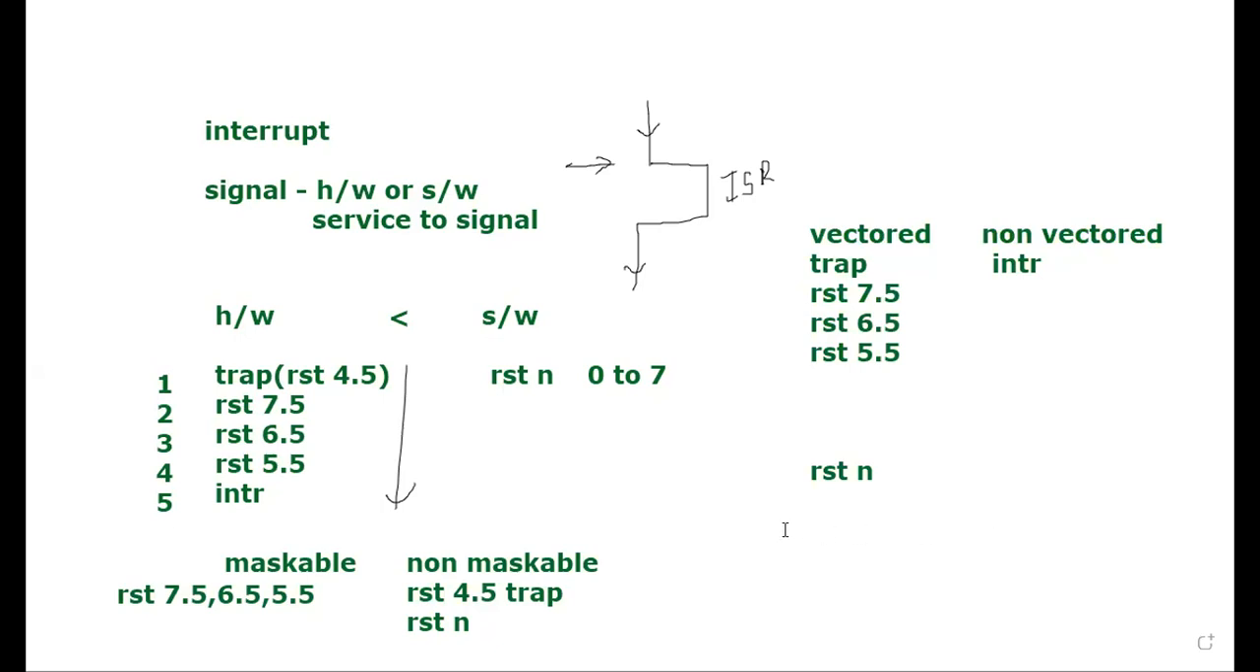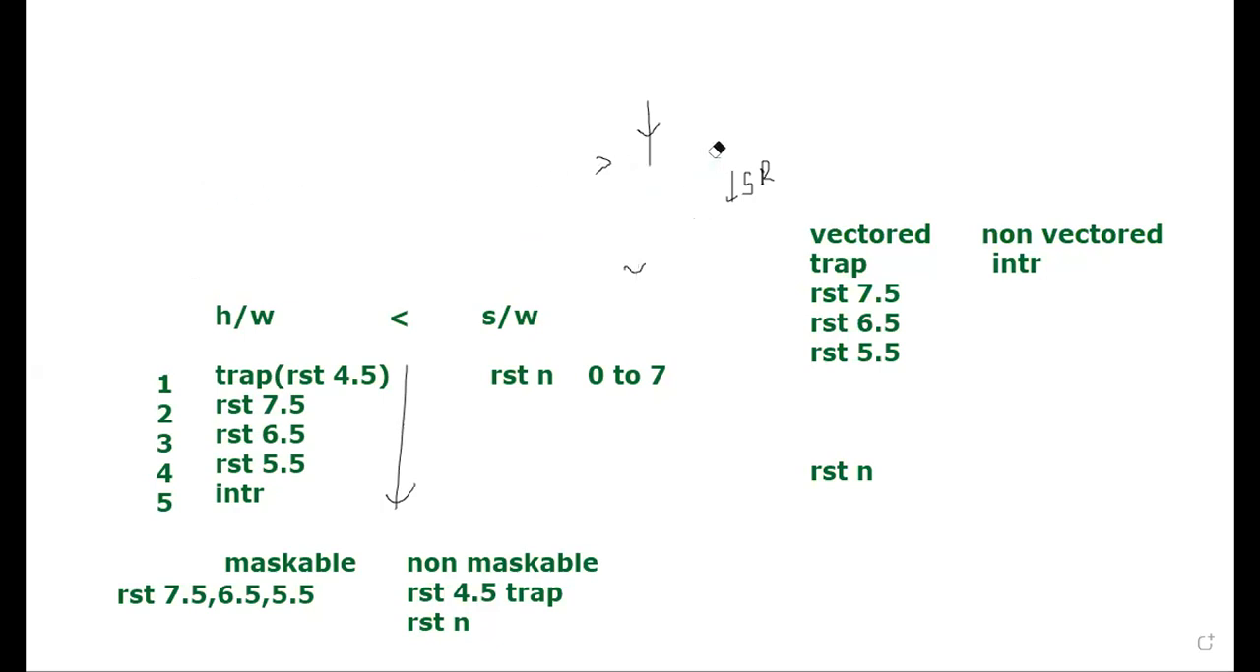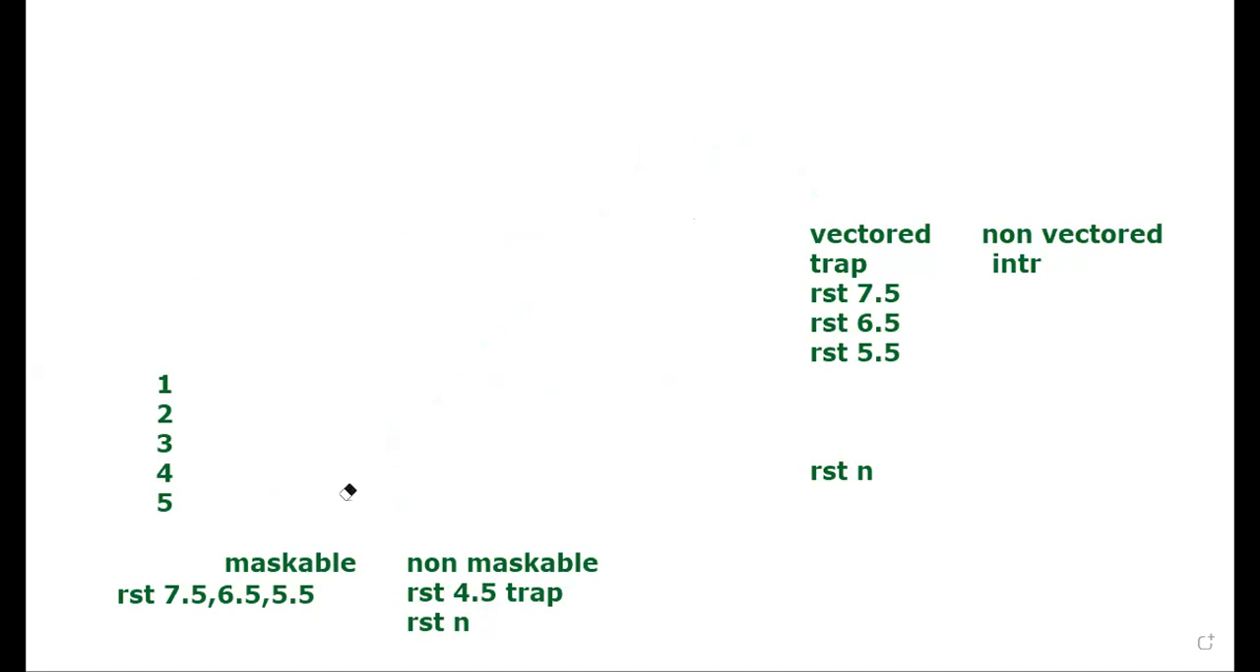Then you have to write the vector addresses. Whenever you write the vector addresses, either you mug them up, or you multiply the number by 8 and then convert it into a hexadecimal value. So if it is trap, that means RST 4.5. Trap is also called RST 4.5. So 4.5 into 8 you have to do. That is a decimal number. You have to convert it into hexadecimal. Once you convert it, it becomes 0024.